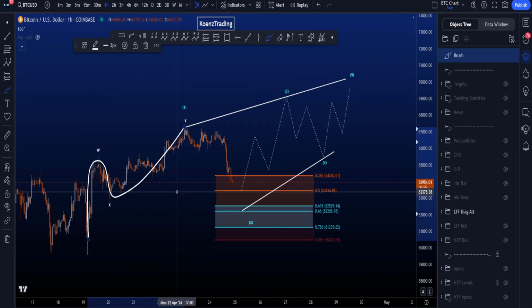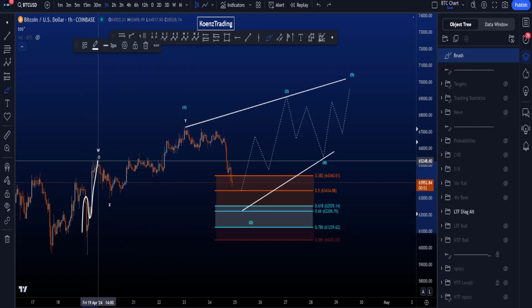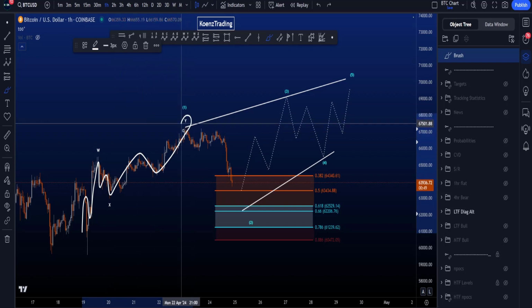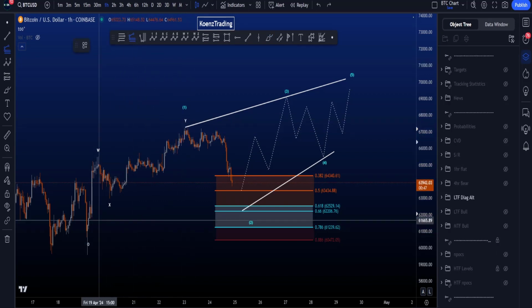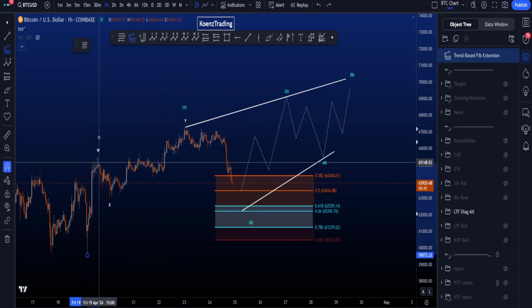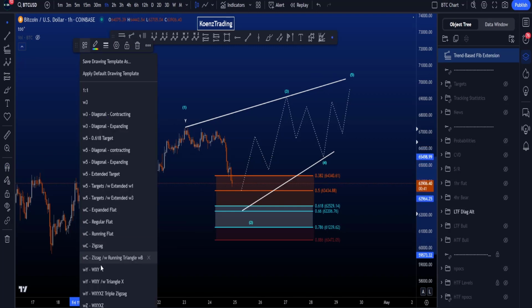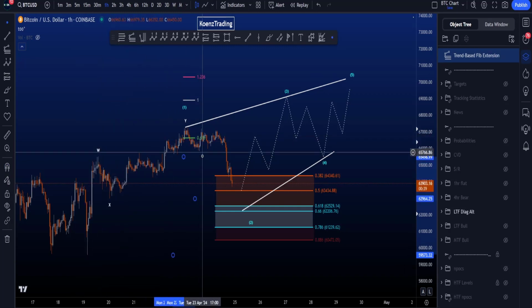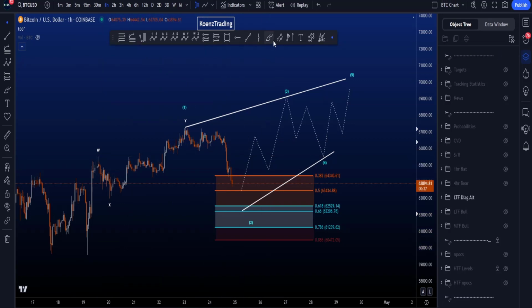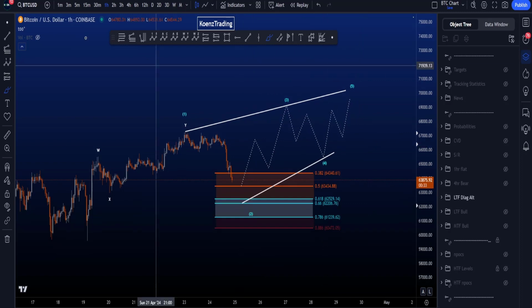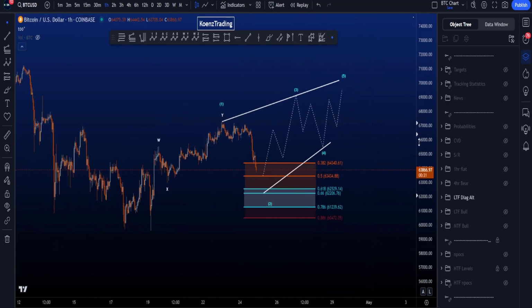So here we have a double zigzag in a WXY, an ABC up, ABC down, and then another ABC to the upside in wave Y, hitting the 0.618 trend-based fib extension from the low to the high of W to the low of this wave X, which is a target for a wave Y. As you can see, that has been hit. And then we are looking for zigzag structures or zigzag family structures in the other waves.